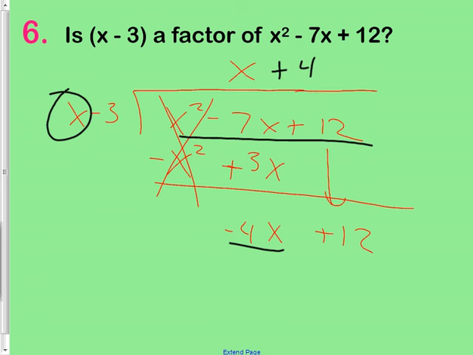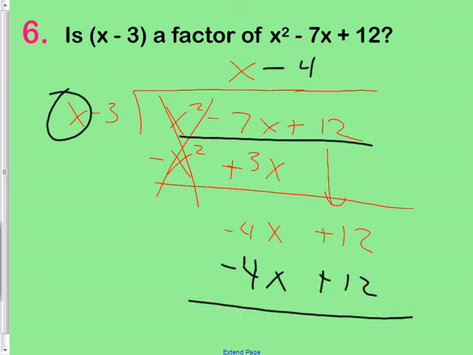Okay, 4 times the x, 4x. Oh, wait a minute. Wait a minute. That didn't match up perfectly. Should have been a minus 4. Because now the minus 4 times the x makes minus 4x. Now they match up perfectly. Then when I change their signs later, they'll cancel out. See? All right, so I wanted it to match up perfectly. Now the negative 4 times the negative 3 makes positive 12.